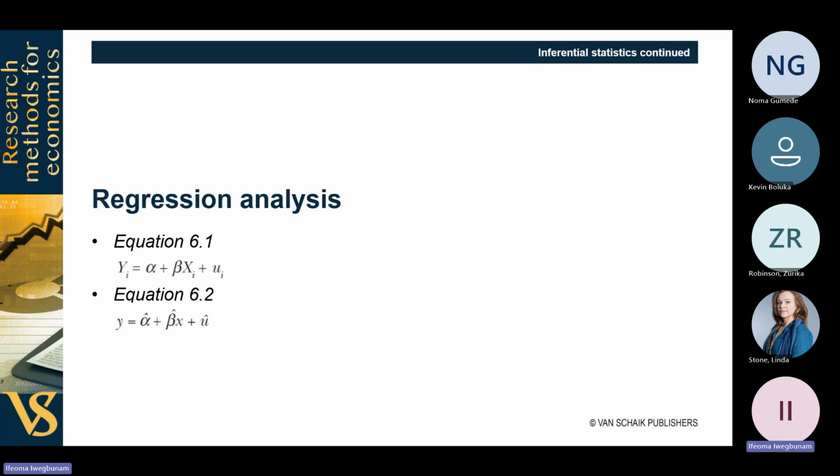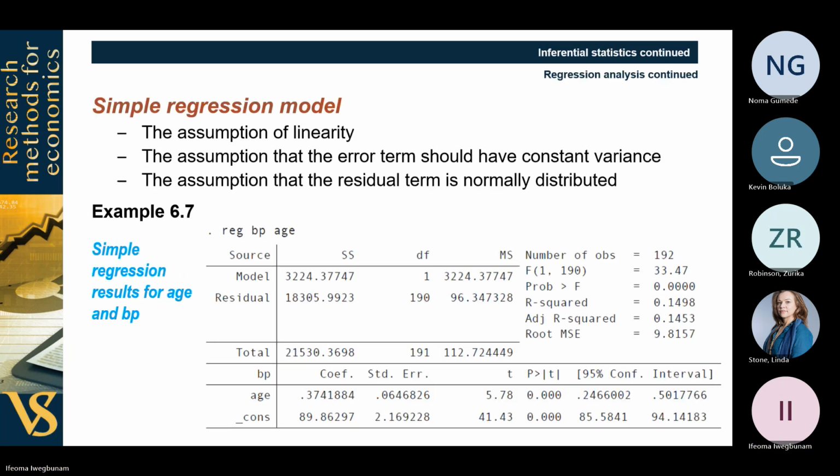Then this is the equation for regression analysis here. I'm not sure if this is actually showing what I did, because this is a simple regression, just a regression between two variables, a very simple linear regression. And looking at the regression, the assumption is that the error term should have constant variance, and also the assumption that the residual term is normally distributed.